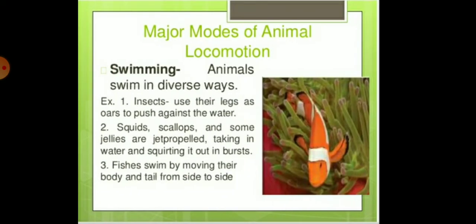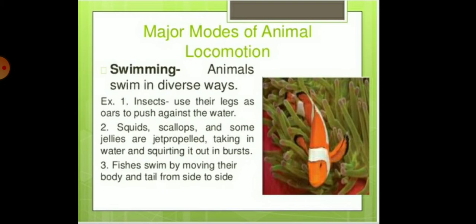Children, the next example we are taking is of swimming. Animals swim in diverse ways. We take the example of the fish. We know the body structure of the fish is streamlined like a boat. The head and the tail of the fish are smaller than the middle portion, and the body thus tapers at the two ends. Such a body shape is called a streamlined body. This term is very important, so you should keep it in mind.